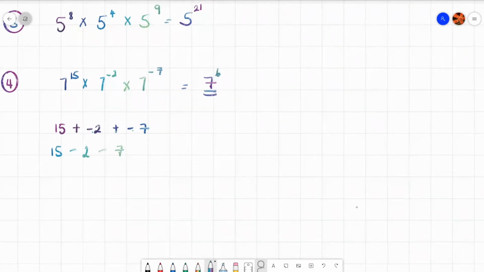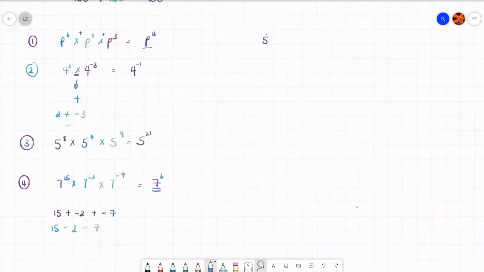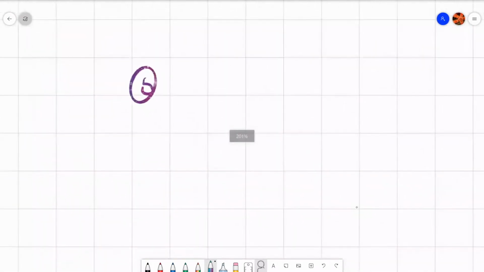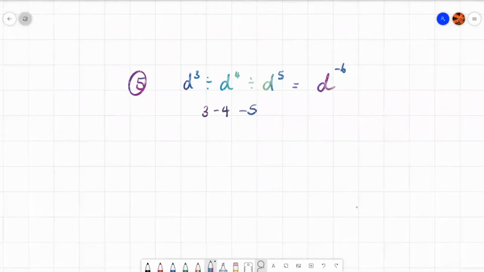Okay. We could also have something like this. Okay, number 5. We could have d to the power of 3 divided by d to the power of 4 divided by d to the power of 5. Right, it's going to stay as d, and we just subtract the powers. 3 take away 4, then take away 5. So 3 take away 4, then take away 5 is minus 6. The answer would be d to the power of minus 6.